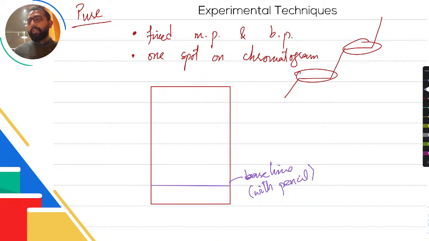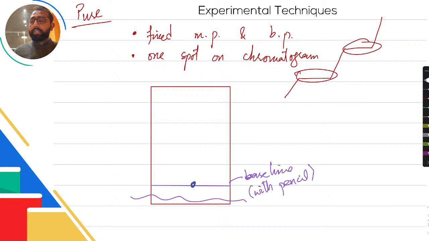Now, obviously, you will dip that in a solvent, and the solvent level should be below the baseline. The solvent can be below this line. It cannot be above it. Why? Because if this is a spot that I want to check if it's pure or not, then my solvent should not be able to dissolve it while it is on the paper.